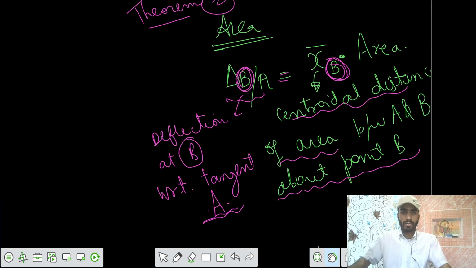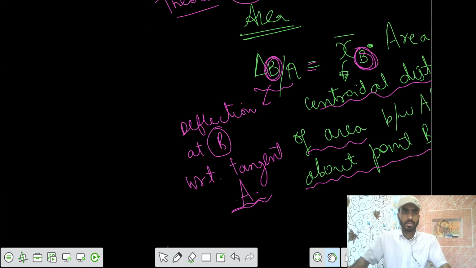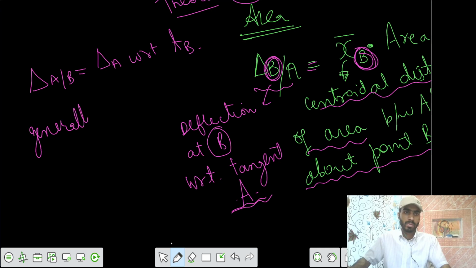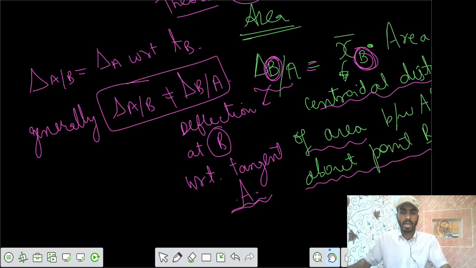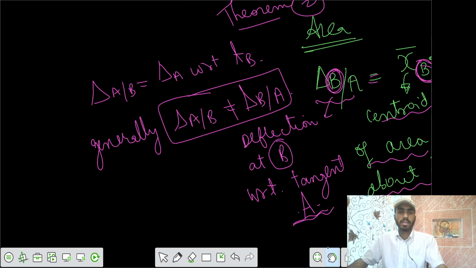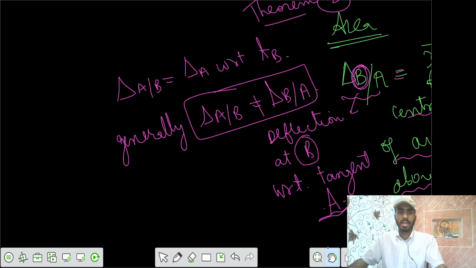So let's say if I write delta AB, that means deflection at A with respect to the tangent drawn from B. Generally, delta A with respect to B is not equal to delta B with respect to A. It is the general case. They can be equal if the supports are the same and the loading is symmetric.